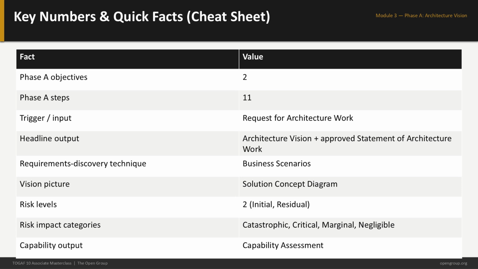The vision is often drawn as a solution concept diagram. There are 2 risk levels, initial and residual, and risk impact is categorized as catastrophic, critical, marginal, or negligible. And the capability output is the capability assessment. Capture this slide, it covers nearly every recall question phase A can throw at you.